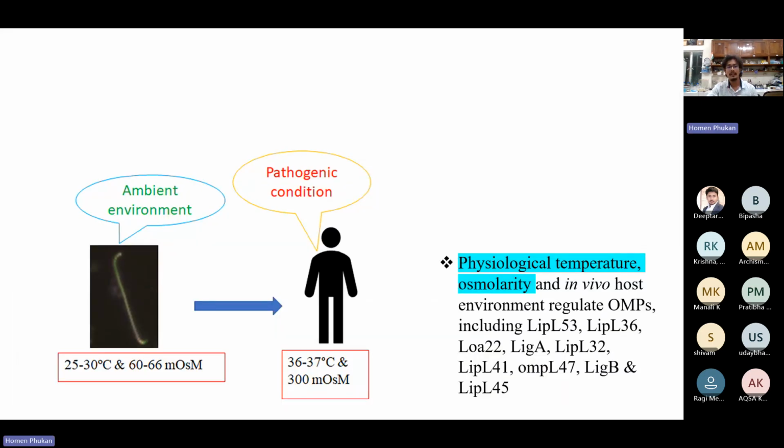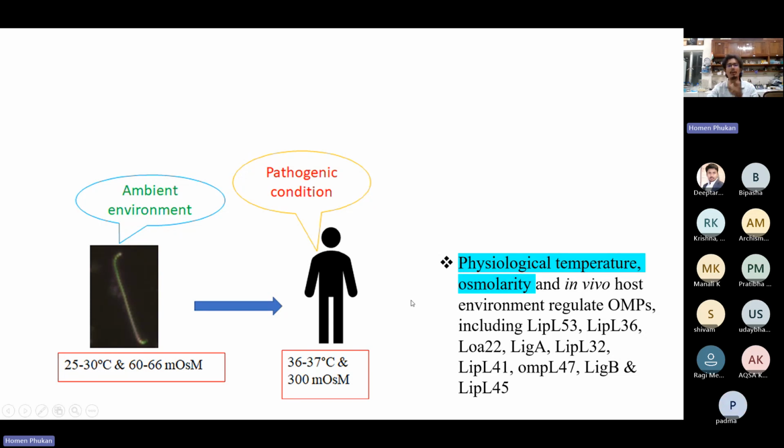So during interaction with the host, Leptospira encounters two important host physiological parameters. One is temperature, and another is osmolarity. So you can see Leptospira is mostly present in water bodies, where the temperature is 25 to 30 degrees centigrade and the osmolarity is 60 to 66 milliosmolar.